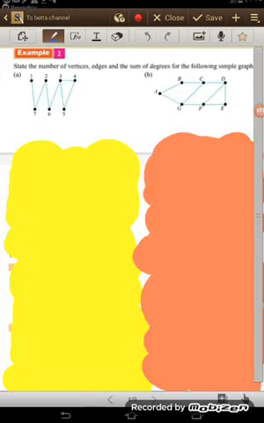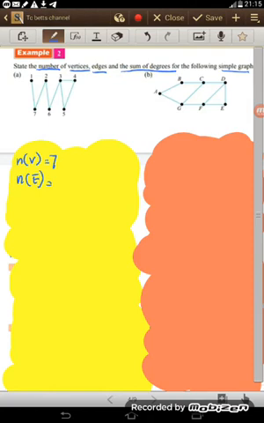Okay class, we go to example 2 for a better understanding. Let's see the question. State the number of vertices, edges, and the sum of degree for the following simple graph. When you see number of vertices, you just count how many dots, how many vertices. Yes, 7. And then the number of edges, how many edges here? The lines here you can see 1, 2, 3, 4, 5, 6, 7. Okay, 7. And then the sum of degree of the graph is 2 times the edges. So 2 times 7. Answer is 14.